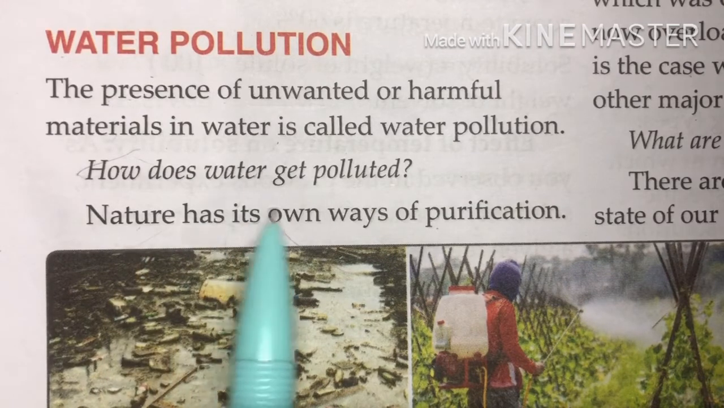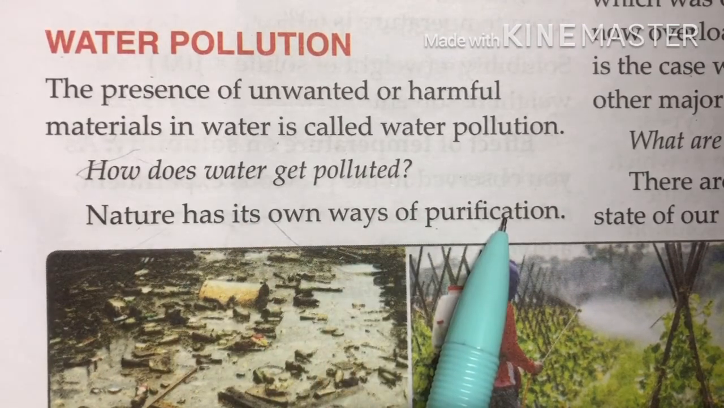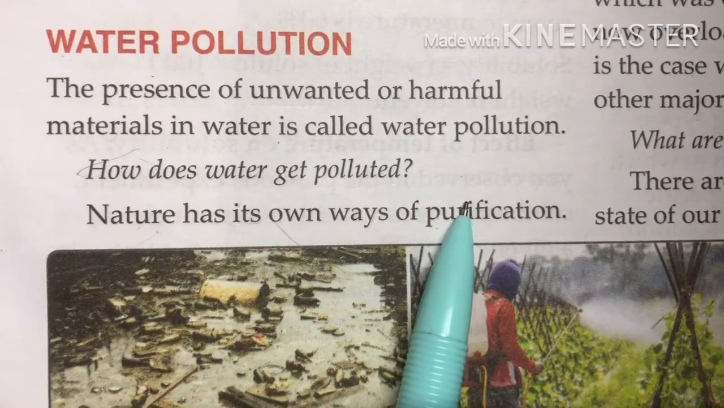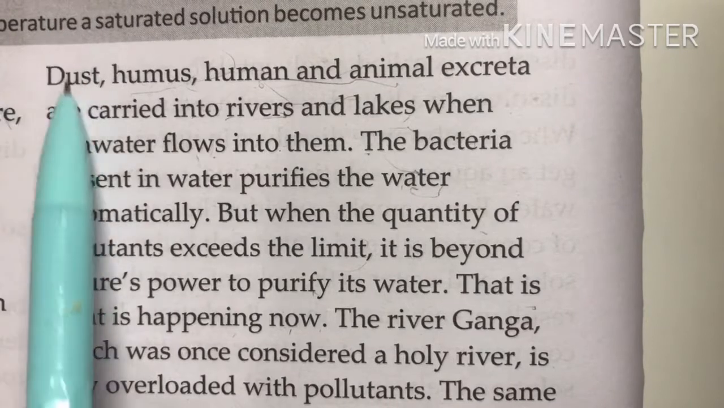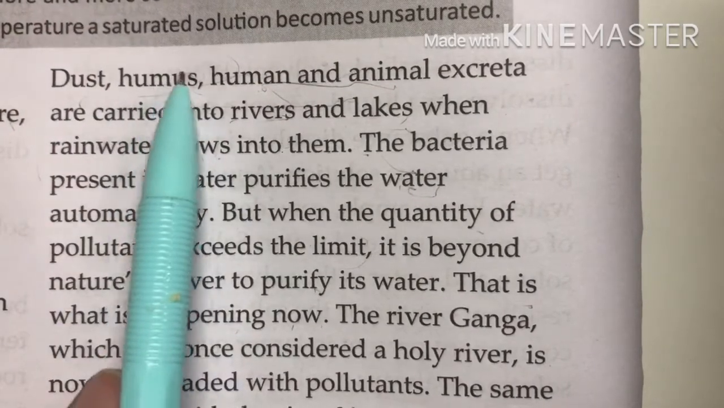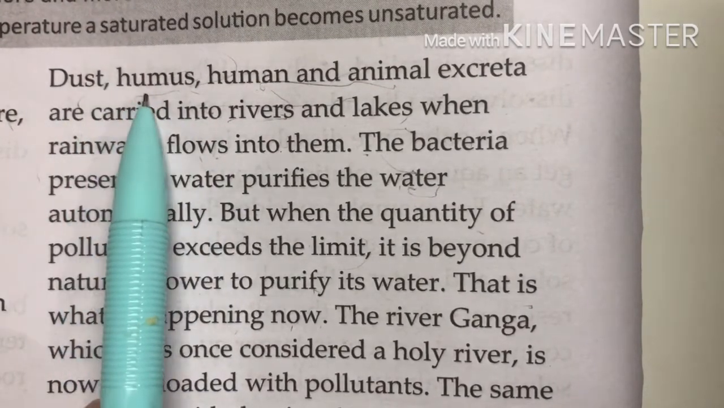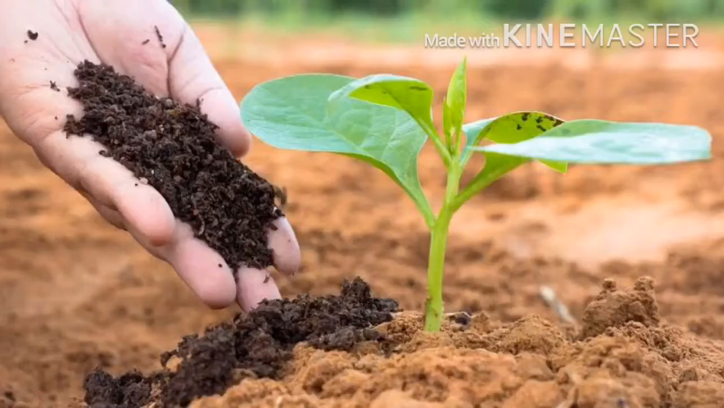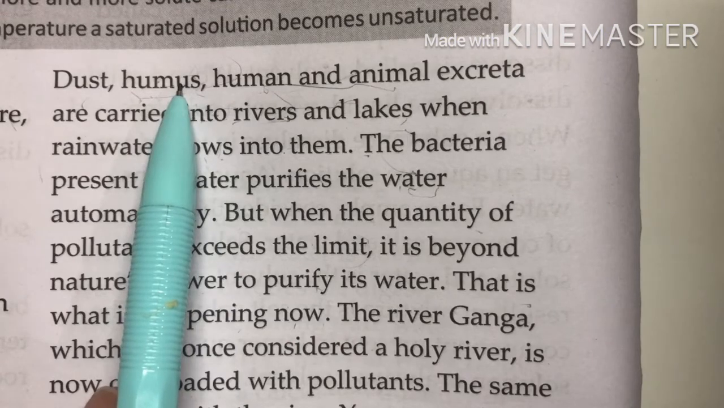Nature has its own ways of purification, means nature automatically purifies water. So dust, humus. What is humus? The organic components of the soil that are formed by the decomposition of leaves or other plant material by the soil microorganisms. That is called humus.